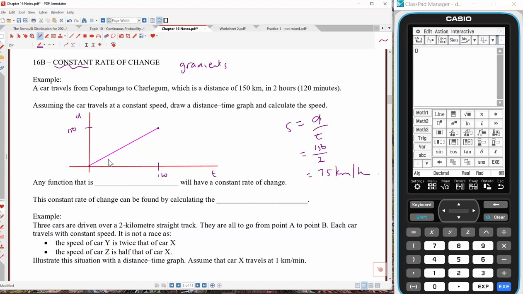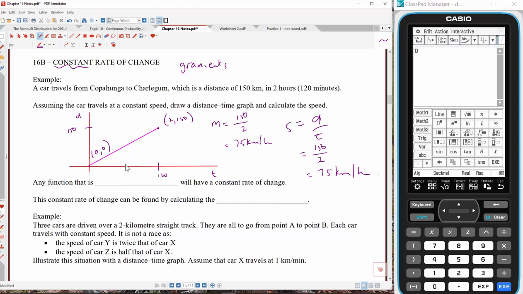And note that on this graph here, I can get that by working out the gradient of this line between these points here. So this point here is (2, 150), and this point here is (0, 0). And we could go m equals y2 take y1, which is 150, over 2 take away 0, which is 2, and that is 75 kilometers an hour.